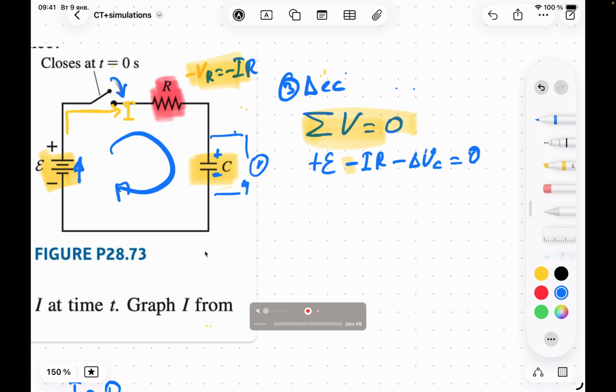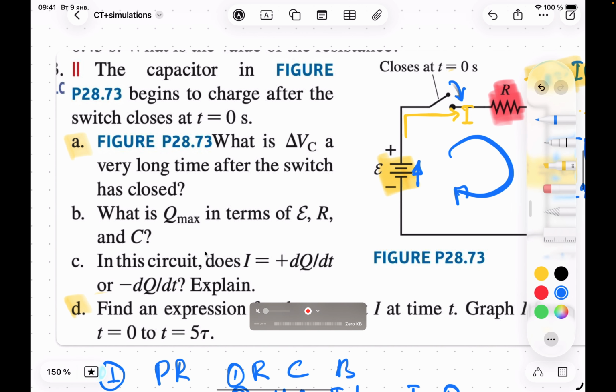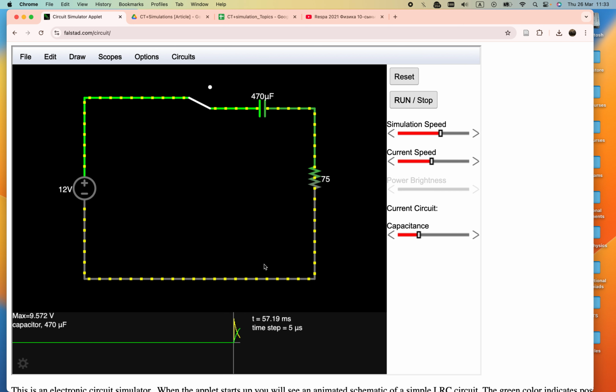From us, they are asking after a long time. What does after a long time mean? After a long time means 1 hour, after 2 hours, 1 day, and so on. So after a long time, this speed of charges stops.